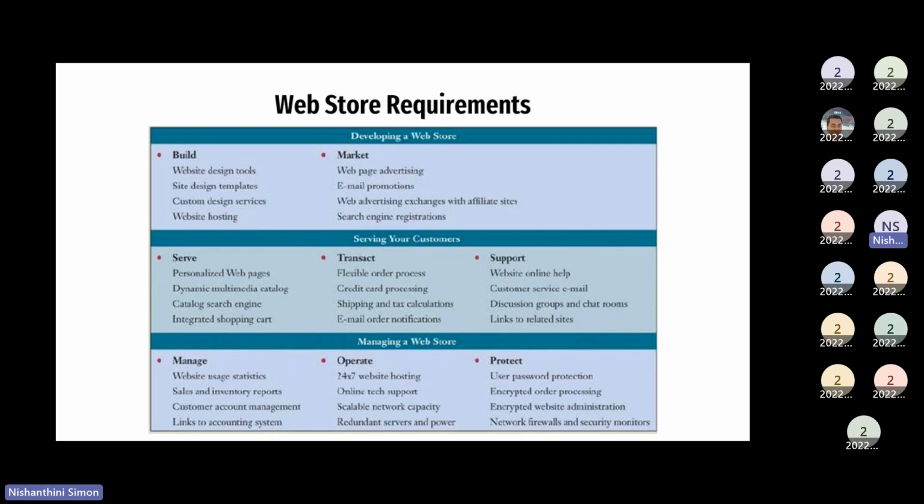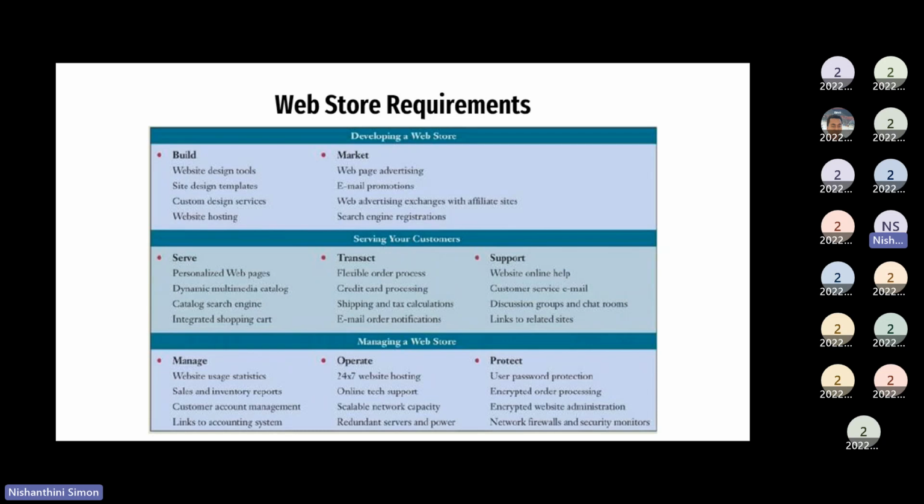So shall we continue? One of the important aspects, when we say we are into e-commerce or e-business, is the web store, especially for e-commerce. If you are into buying and selling through an online platform, the web store is going to be the important one. So how can we develop it, and what will be the requirements for developing and maintaining it?